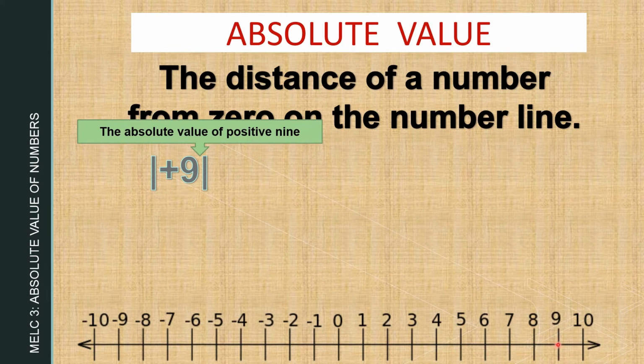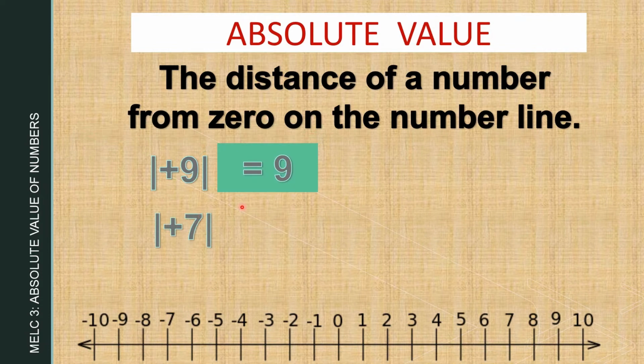So we know that +9 is on the right side. And if we're going to count from 9 to 0, that would be 1, 2, 3, 4, 5, 6, 7, and up to 9 units. So we know that positive 9 is 9 units away from 0, even if we start counting from 0 up to the number 9, the positive 9, we will know that it is 9 units away from 0. So the absolute value of positive 9 is simply 9. That's the distance from 0.